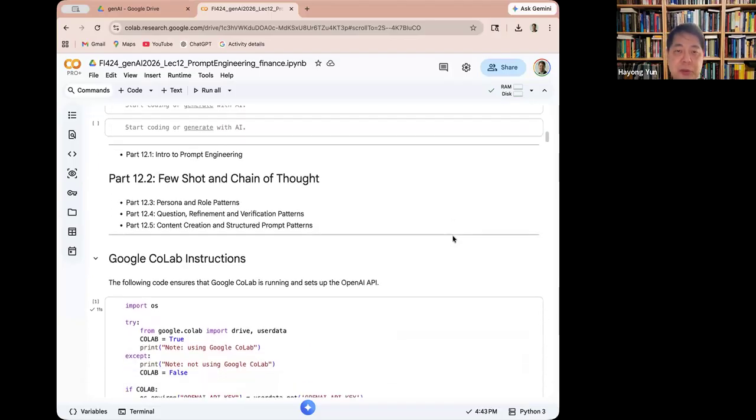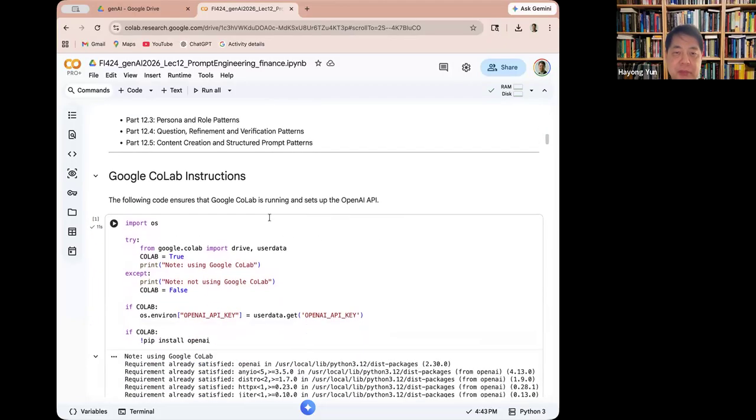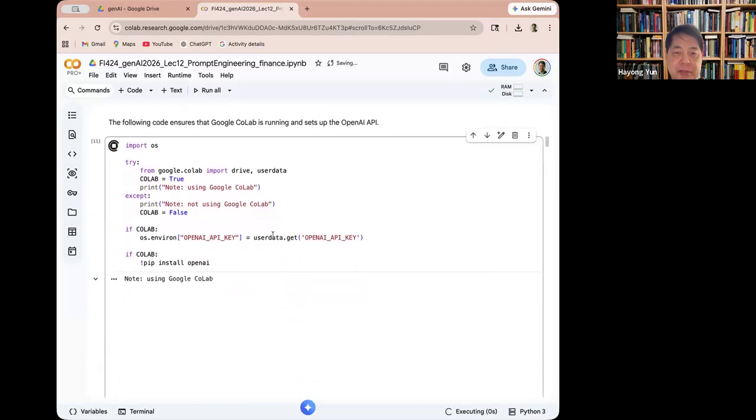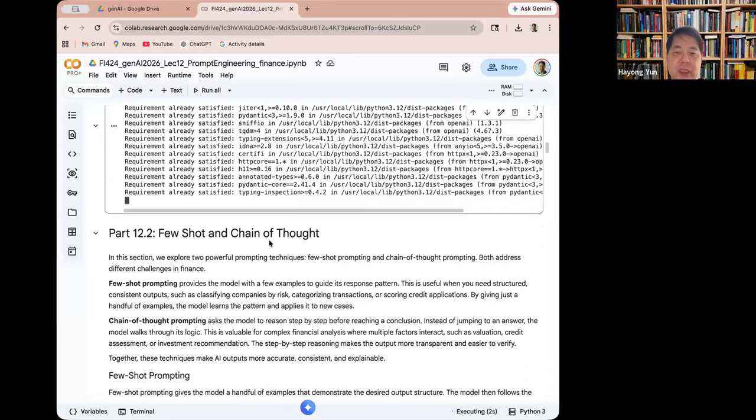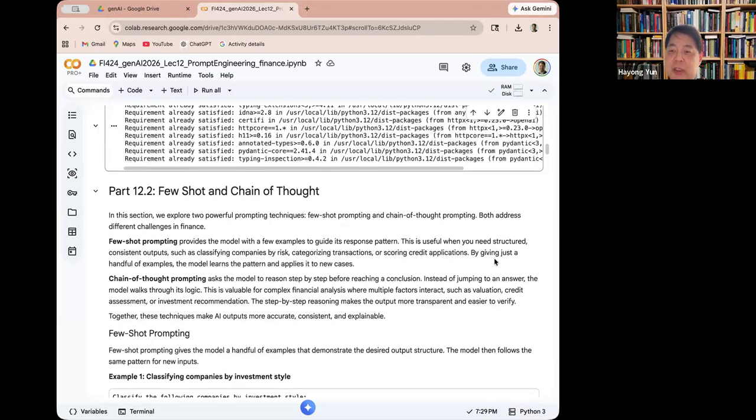Next we want to see few-shot and chain of thought, and how they differ. Few-shot prompting is prompting with a few examples to guide the response pattern. It's useful for structured output. It gives the LLM an idea of what you're looking for, such as classifying company risk, categorizing transactions, or scoring credit applications, and giving an example helps.